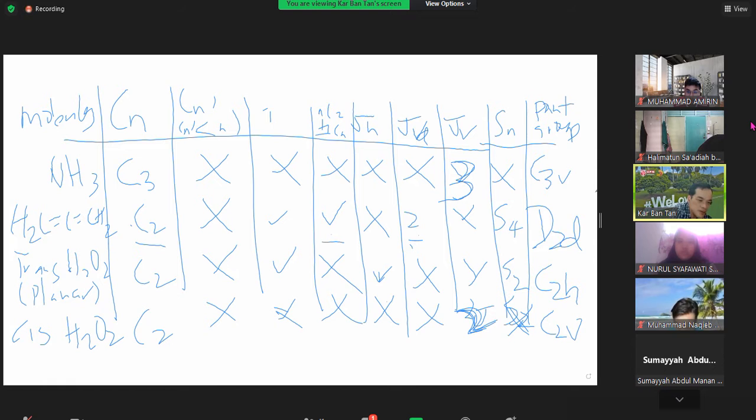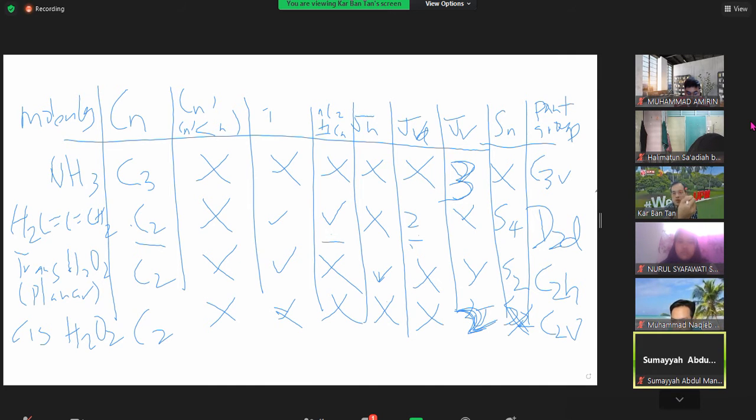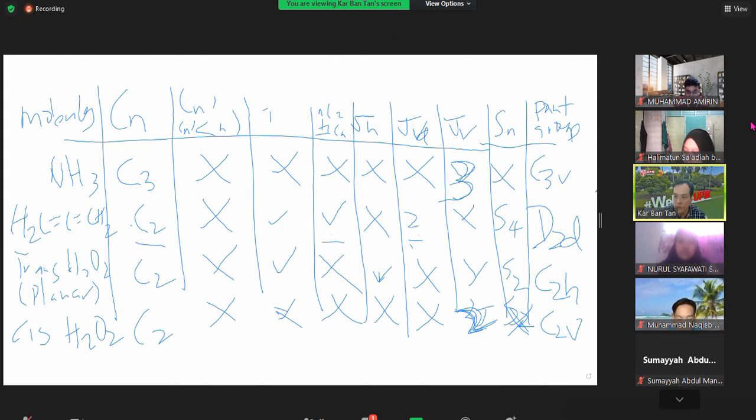Let's say trans H2O2, non-planar: 1, 2, 3 in the same plane, but this one bends out. So nothing else you have except a C2. So the point group for trans H2O2 is C2. I repeat, trans H2O2 non-planar will be C2.